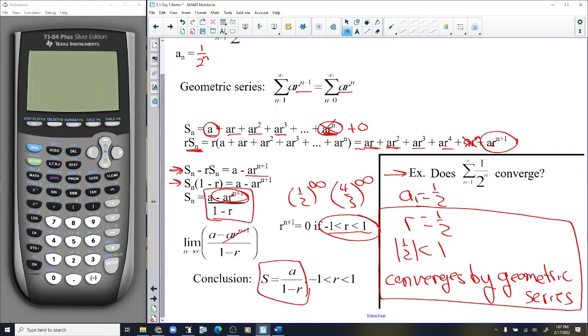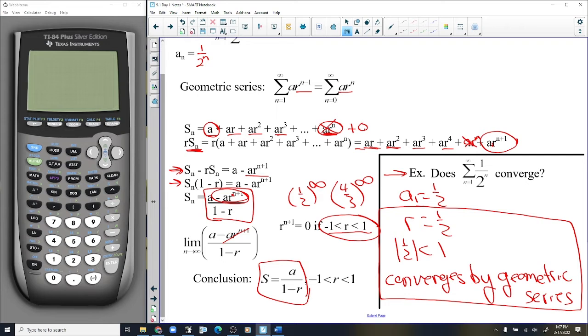Anything short of that, if you just say converges, you don't get full credit by geometric series. Now, the reason we do that is because at the end of the chapter, we're going to have about 9 different tests that you have to know. P-series, ratio test, integral test, nth term test, geometric series test. There's a whole bunch of them. So I want to know how you know this converges.